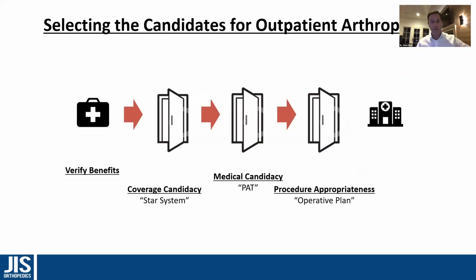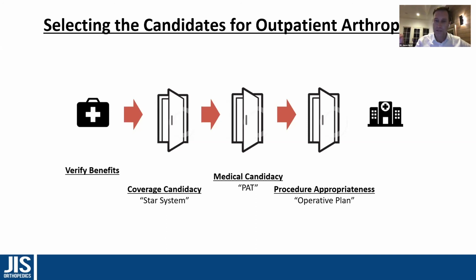So here's kind of the algorithm. You verify the benefits. You determine the coverage candidacy by the star system. You then send them to your medical doctor to be cleared. They know the algorithm from the medical perspective. And once they clear that, the next step is extremely important.